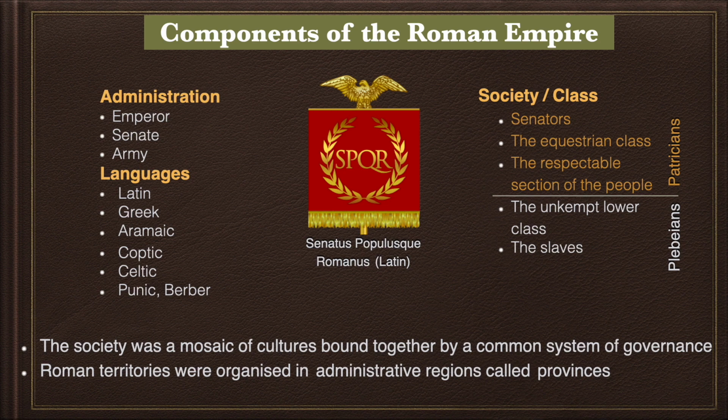Roman society was a tapestry of vibrant culture. The Romans used to speak Latin, Greek, Aramaic, Coptic, Celtic, Punic, and Barbaric languages. Territories of the Roman Empire were organized in administrative regions called provinces.